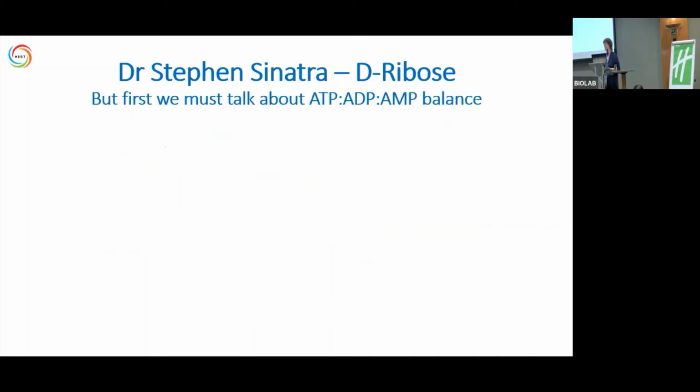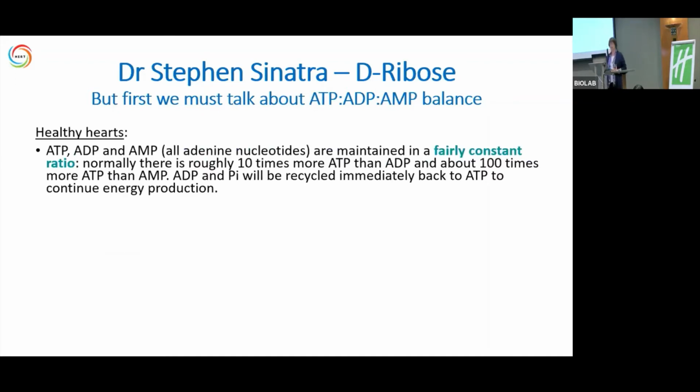D-ribose is the 4th one. And this is where it gets a bit complicated. And I'm sorry, because it's late in the day, 3:45, but bear with me, we will get through it. So in a healthy heart, the ATP, ADP, and AMP ratios are maintained fairly constantly. And if you remember how ATP is exchanged for ADP across the mitochondrial membranes, you can see why that would need to be so. All good.